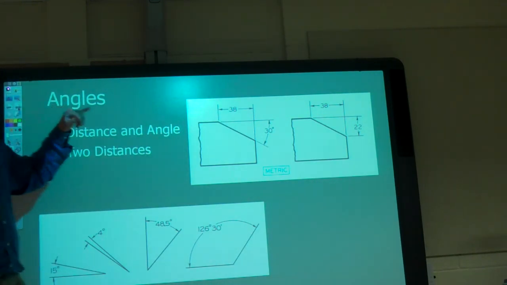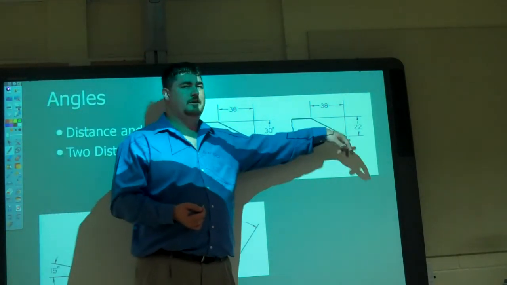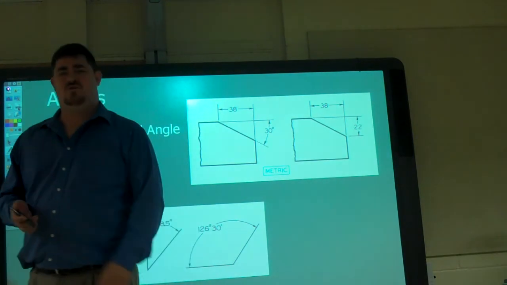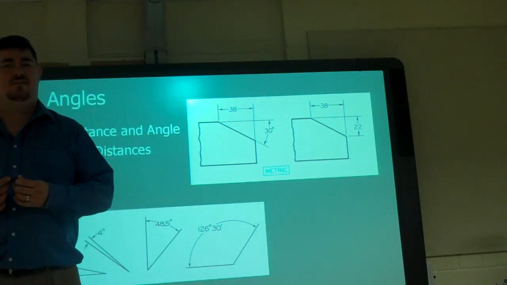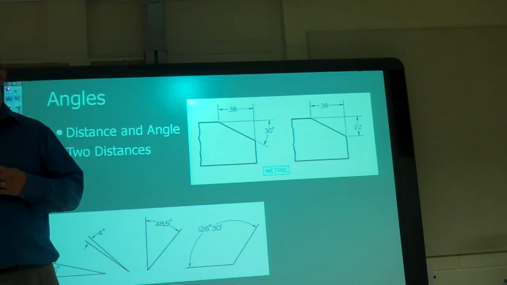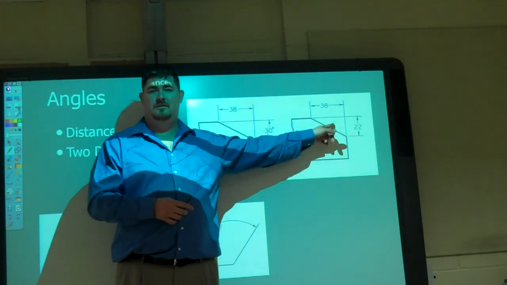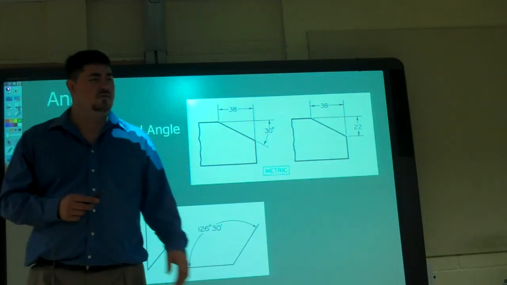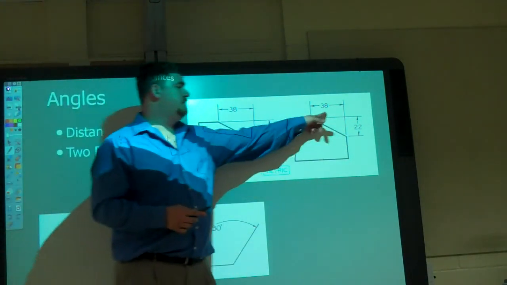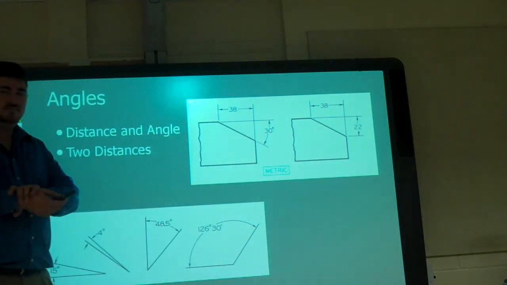So when we have angles, we can either dimension it with a distance and an angle, or two distances. Which one's right? They're both right. It depends. What do we really care about? Do we care about the angle, or do we care about the distance? If you have distances, they define the same thing. You don't need the angle, unless somebody wants the angle.